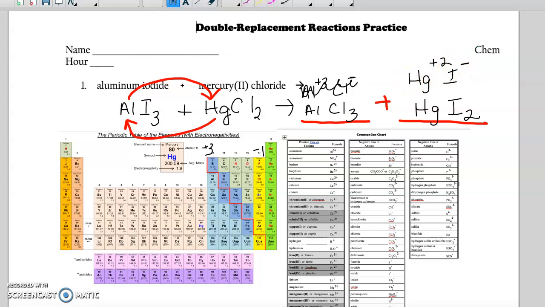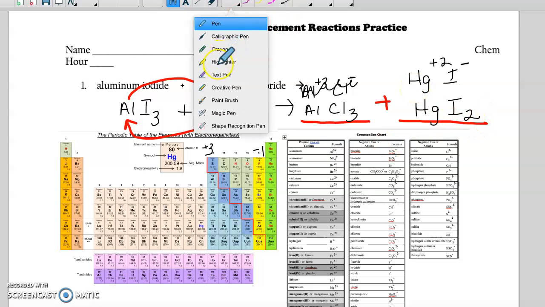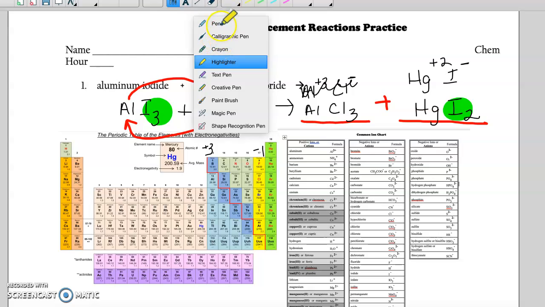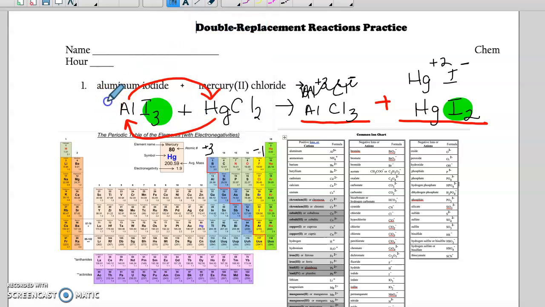Now I can balance, and you can see that let's start with iodine. I have 2 iodines here and 3 here. So a number that they both go into would be 6. So if I were to put a 2 here, 2 times 3, I now have 6 iodines. And if I put a 3 here, 3 times 2 is 6 iodines.